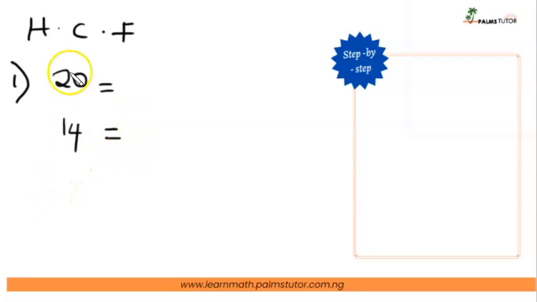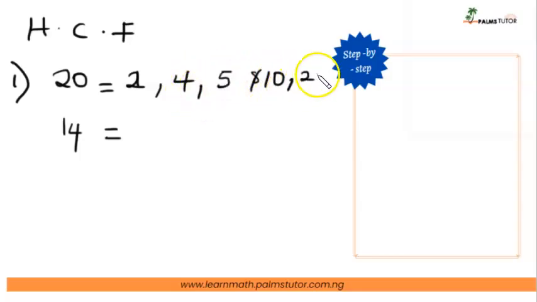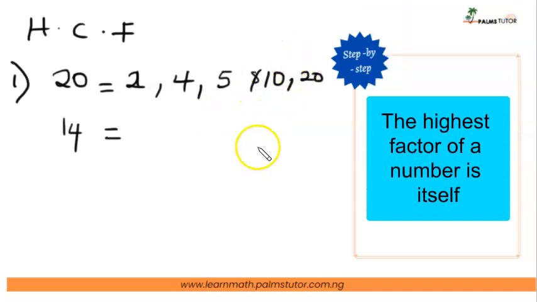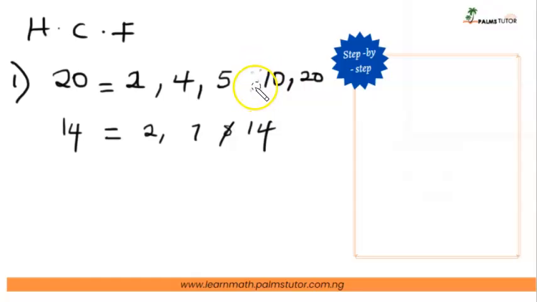You could write out the factors of 20. One is a factor of all numbers, so you usually don't include that. 2, there's 4, there's 5, there's 10, and of course 20. The highest factor of a number is the number itself. And then here we have 2, we have 7, and then we have 14 itself.